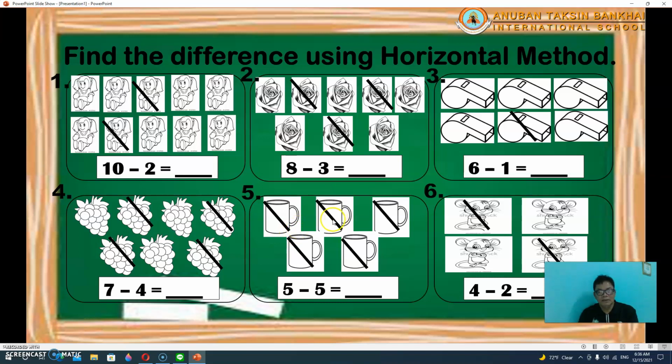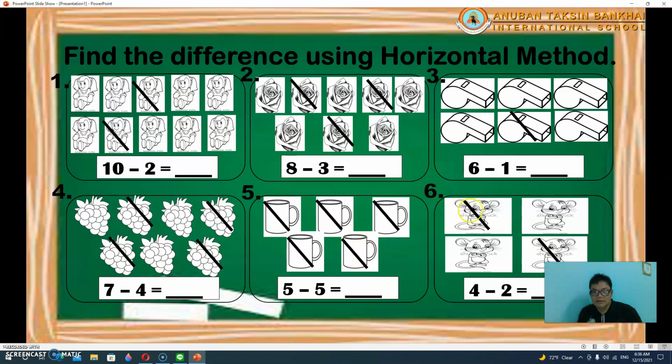What are these? Mugs. How many mugs are there? 5. So 5 minus 5 equals how many? 0. Correct. Very good.